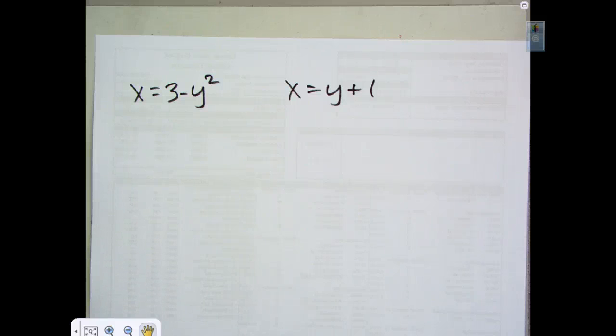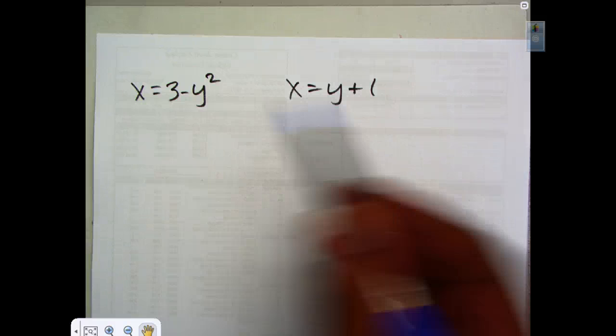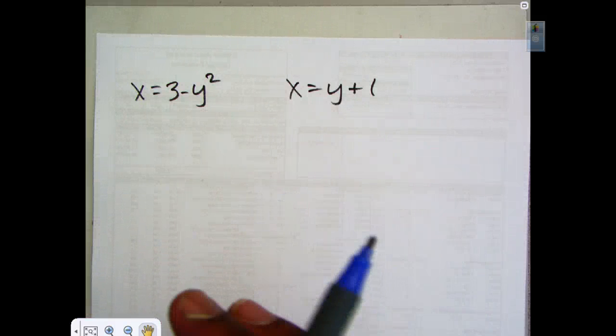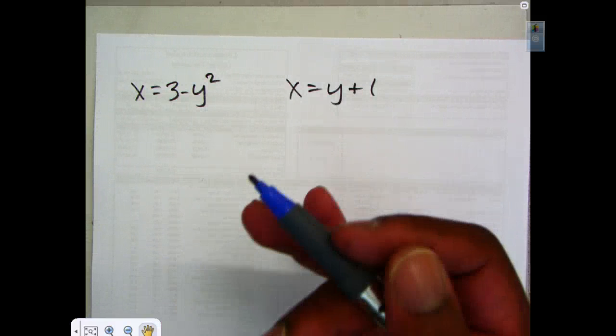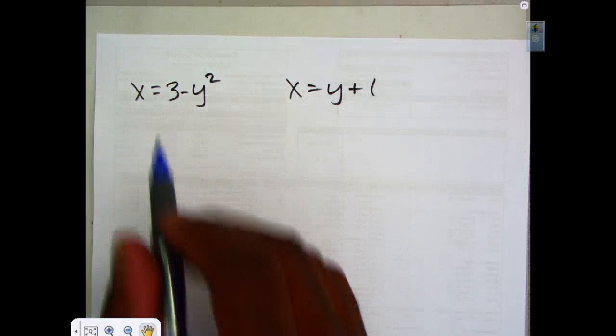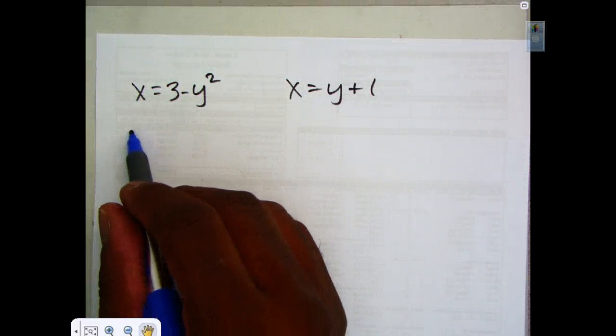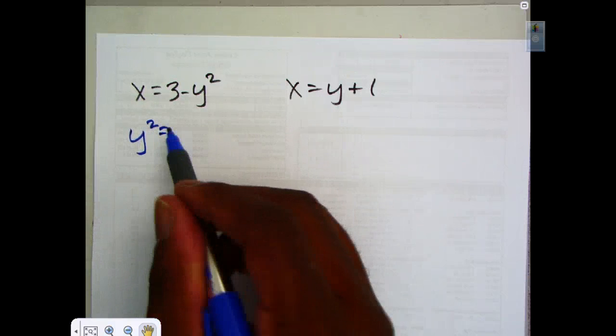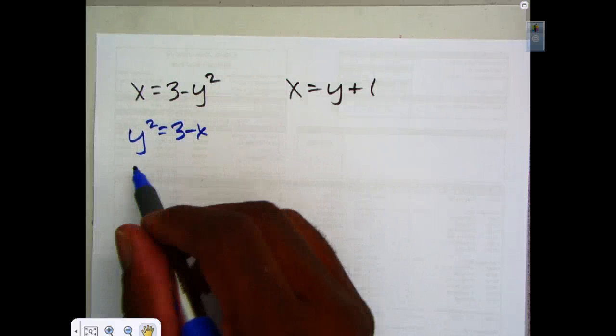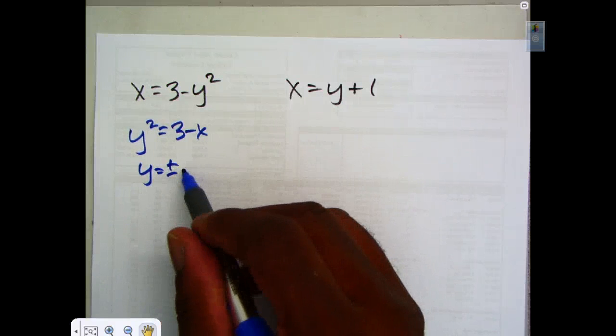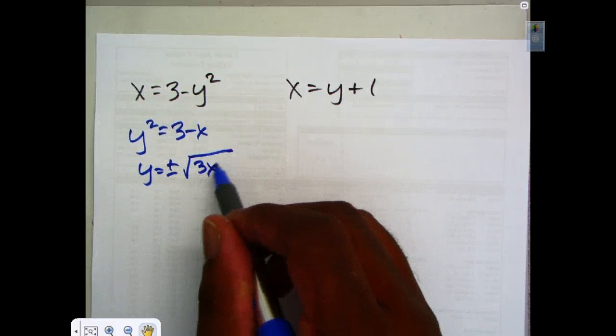Okay, now we're so conditioned to looking at functions in terms of x that when we have to graph one in terms of y, it's a little off for us. So what I'm going to do with this problem is put it in respect to x, just to take a look at what the graph would look like. So this is the same thing as y squared is equal to 3 minus x, or y is equal to plus or minus the square root of 3 minus x.